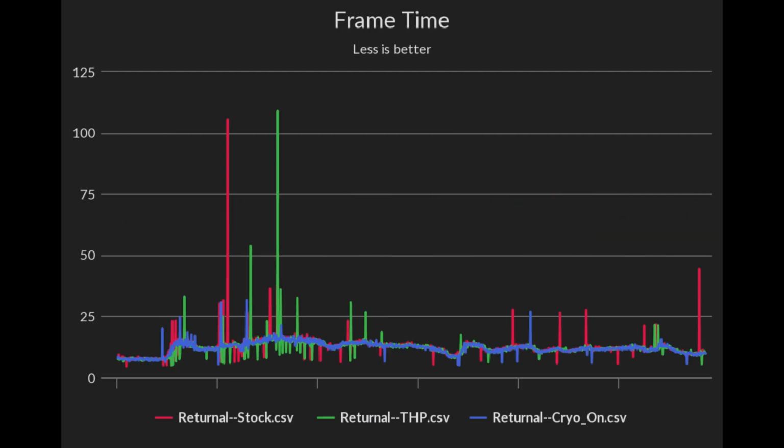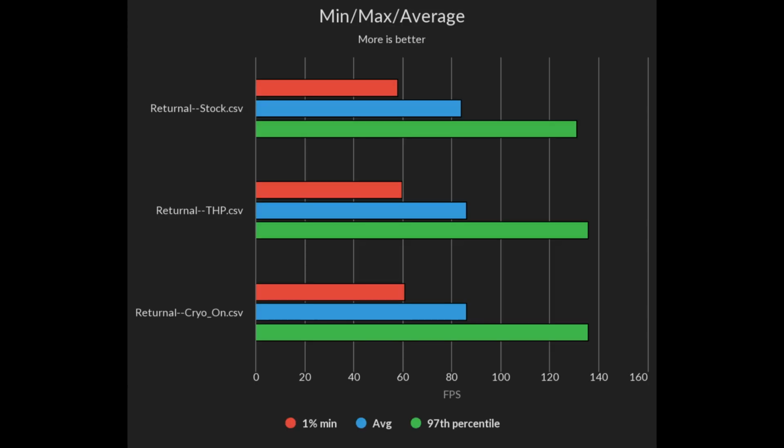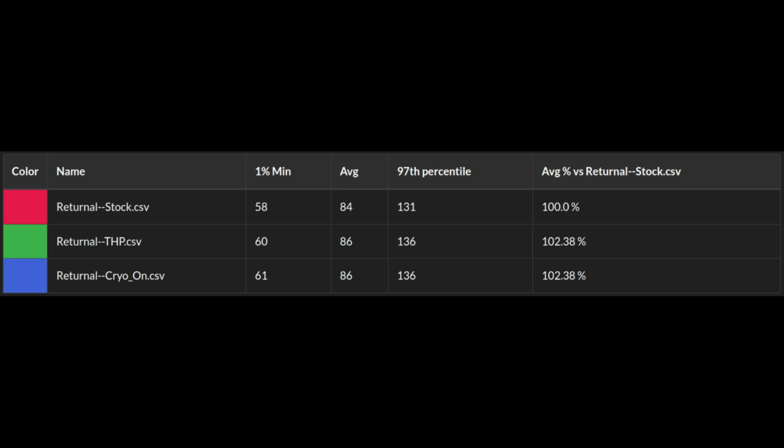Here Cryo on looked the most stable in terms of FPS and frame times over the other two. I also saw over 2% uplift with once again a marginal 1% low uplift over stock and just regular THP.